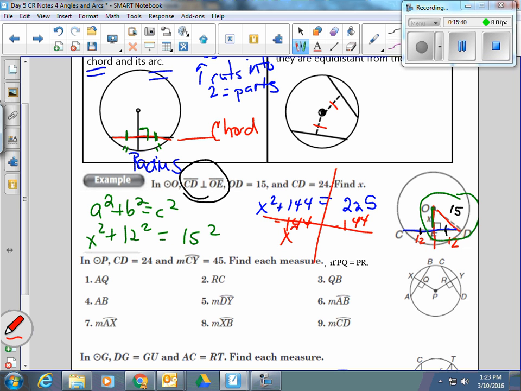So x squared is equal to, what is that, 81? Take the square root of both sides. So x is 9.